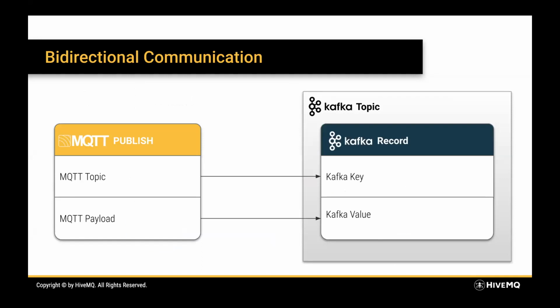Okay, so first of all, MQTT to Kafka is pretty simply explained. The MQTT topic here is used as the Kafka key, and the MQTT payload is used as the Kafka value. And you can decide on which Kafka topic this MQTT message should be published. On the other side, you have a little bit more flexibility. That means as an MQTT topic, you can choose either the Kafka topic or also the Kafka key is possible here. And the Kafka value can be used as an MQTT payload here.